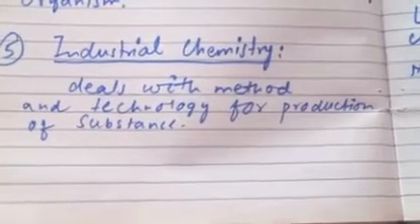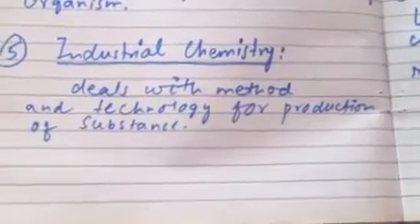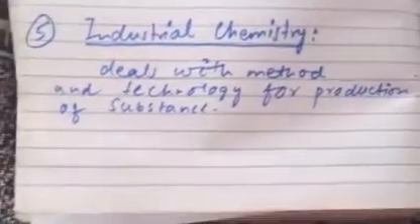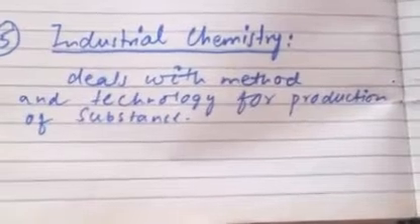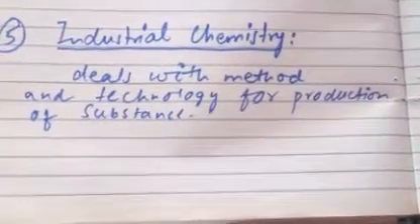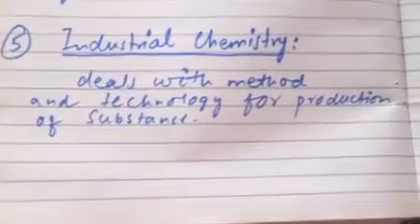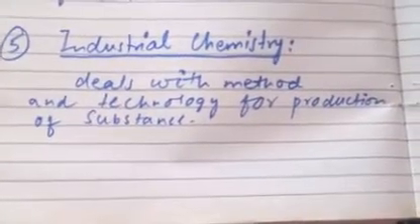So these are the five different branches of chemistry for today. We have discussed the basic definition of chemistry, about physical changes, chemical composition, chemical changes, physical chemistry, organic chemistry, inorganic chemistry, biochemistry, and the last one was industrial chemistry.